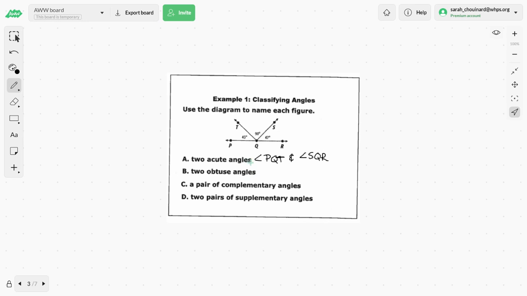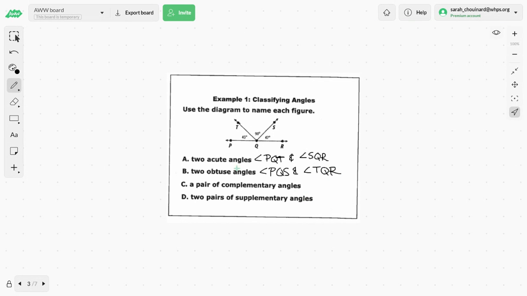Obtuse is bigger than 90. So I don't see a single angle that's more than 90. But if we look at this whole thing, this is more than 90 because we're adding 43 and 90 together. So PQS could be considered obtuse. So could TQR. So could this angle. So TQR.